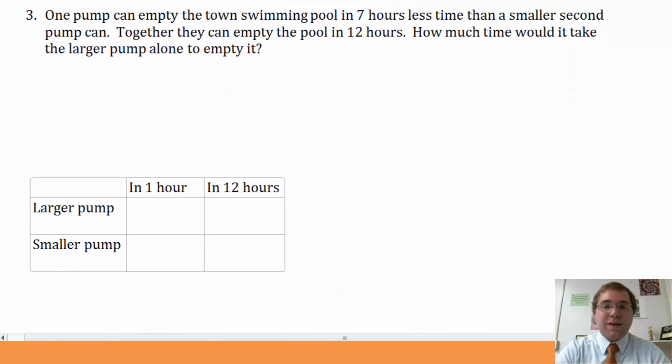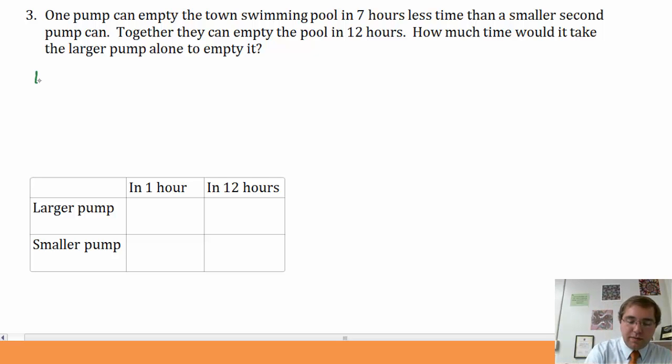Number 3, a word problem. One pump can empty the town swimming pool in 7 hours less time than a smaller second pump can. We've got a large pump that can do it in 7 hours less than the smaller pump. Together they can empty the pool in 12 hours. How much time would it take the larger pump alone to empty it? So the large pump and the small pump together do it in 12 hours. The large pump can do it in 7 hours less time than the smaller pump can. So how long does it take the larger pump to do it?